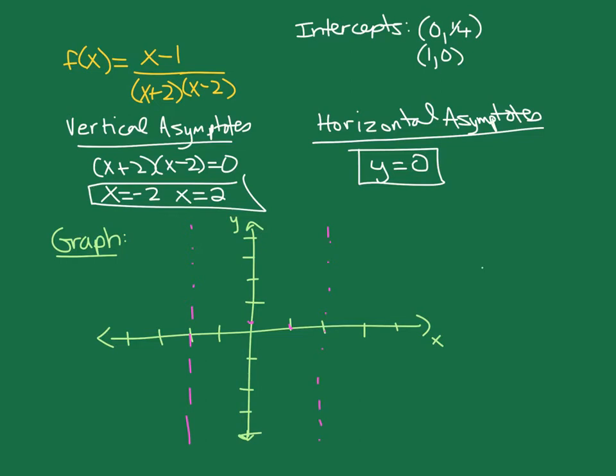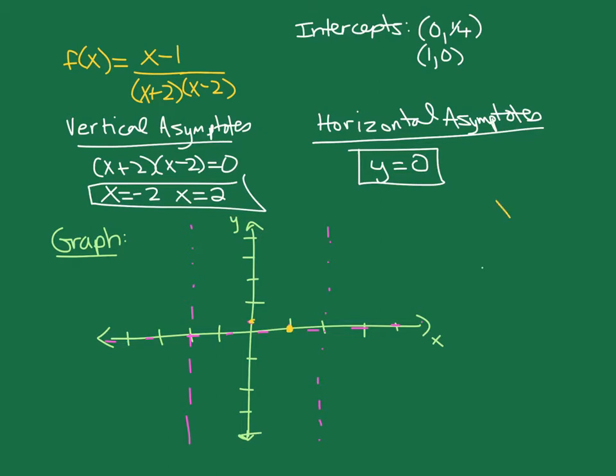I also know that I have a horizontal asymptote at y equals 0. By the way, this is one of those rare cases where you will have a graph that intersects the asymptote. That's fine with horizontal asymptotes and with oblique asymptotes. So the next thing that you can do is you can do two things.